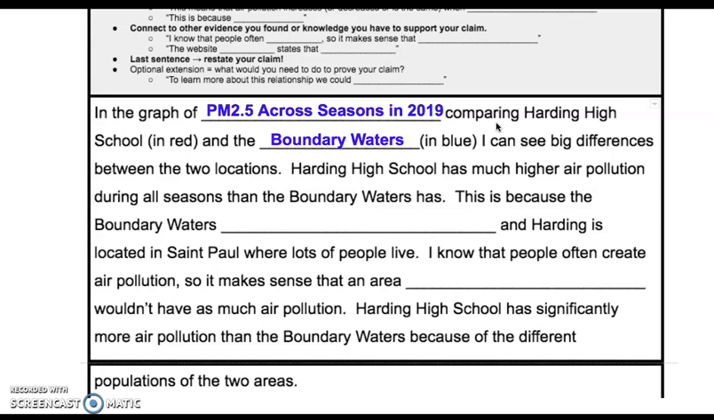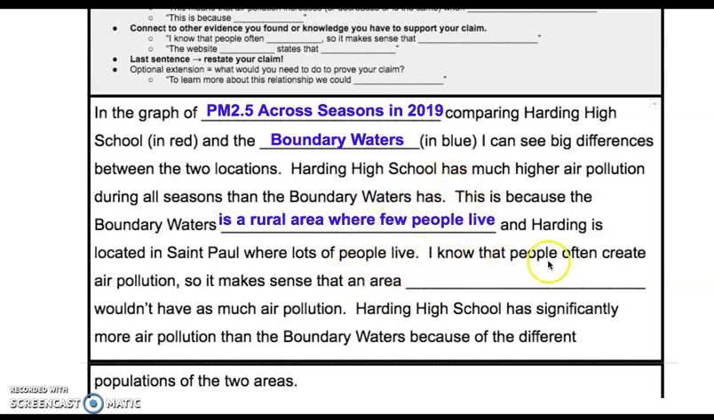I can see big differences between the two locations. Harding High School has a much higher air pollution during all seasons than the Boundary Waters has. This is because, so we're going to say why we think that is, the Boundary Waters is a rural area where few people live, and Harding is located in St. Paul where lots of people live. So this is why we think there's this difference, why we think this is happening.